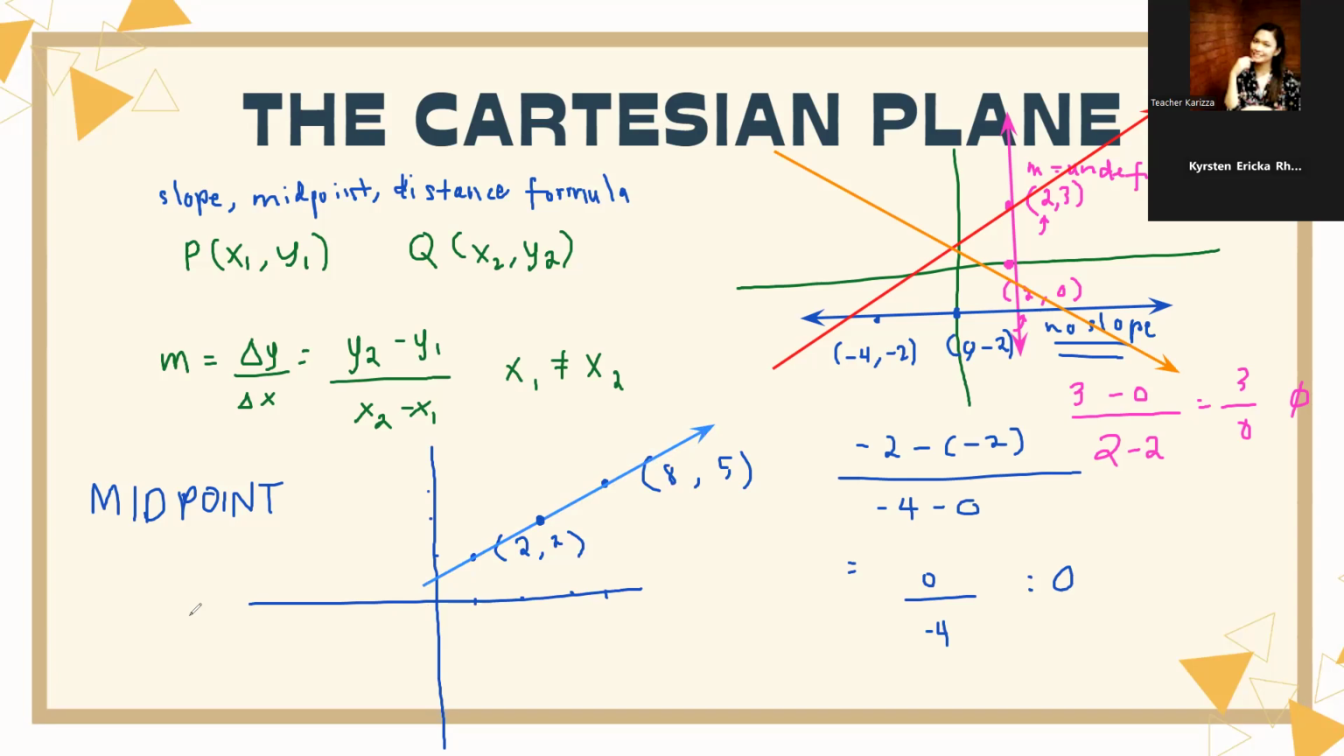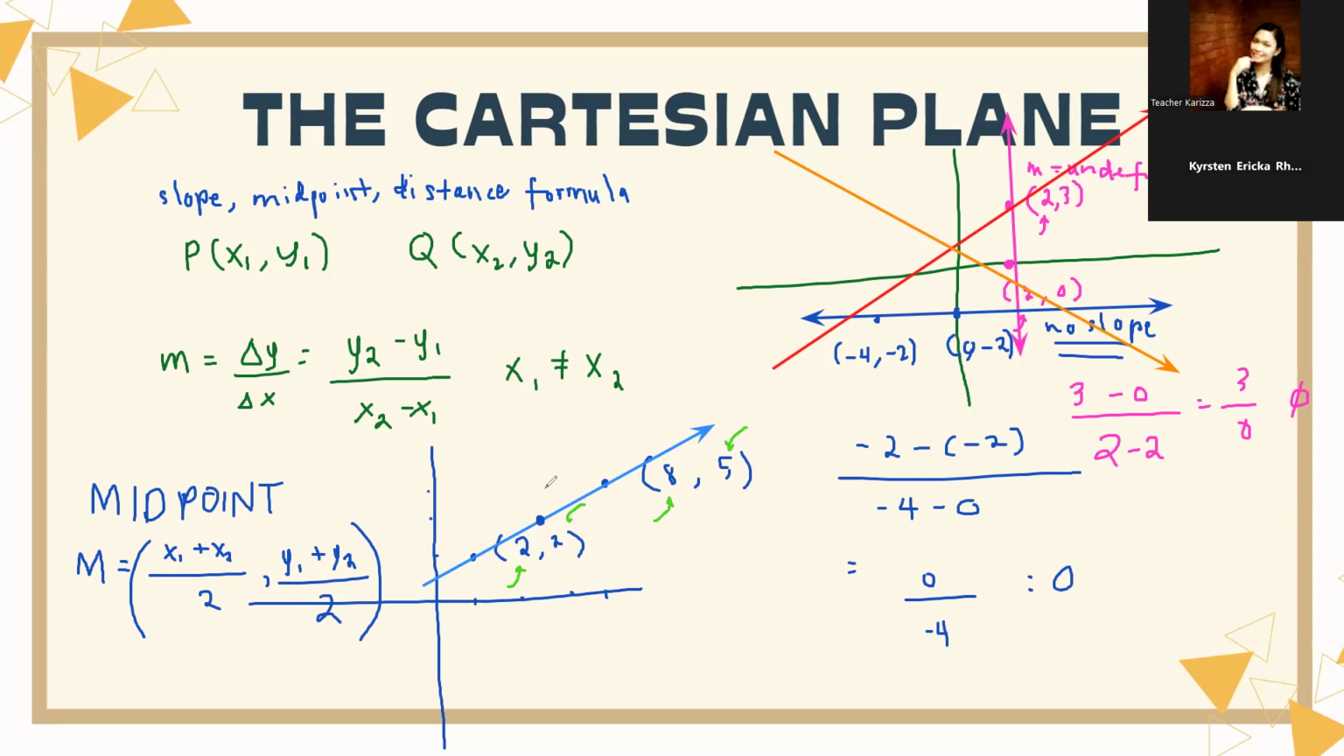So to solve for midpoint, our formula, midpoint is big M, so small m is slope, big M is midpoint. The formula for this one is just x1 plus x2 over 2. And then for y, y1 plus y2 over 2. In other words, you just average the points of x, and then you average the points of y.